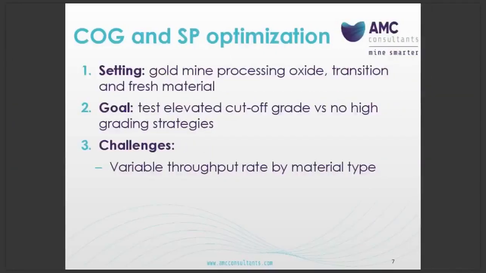So I'm going to describe our first case study, which is based on cutoff grade and stockpile optimization. The goal here was to rapidly determine with a strategic optimizer whether an elevated cutoff grade strategy was more beneficial to the mine rather than feeding the plant with a more constant grade profile. The example here is of a gold mine which was processing oxide, transition, and fresh ore, each of those materials had a variable throughput rate, recovery, and cost.